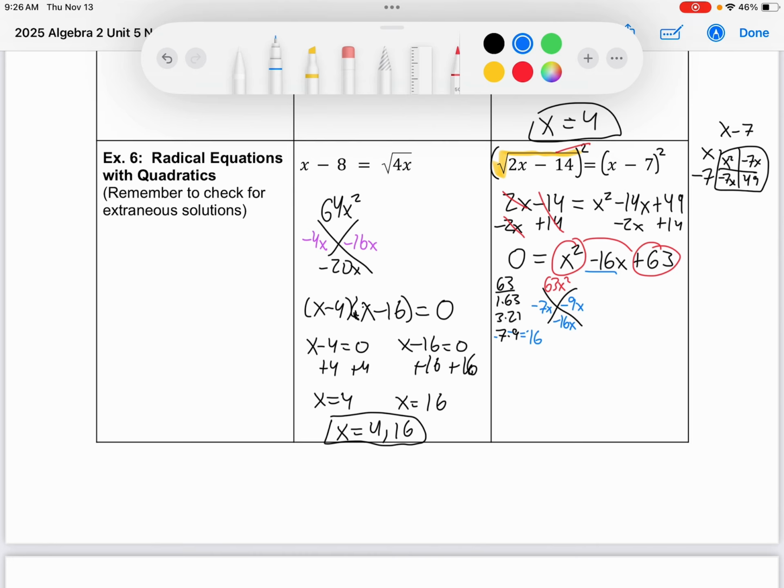So that will give me 0 equals x minus 7 times x minus 9. I can set each factor equal to 0: x minus 7 equals 0, and x minus 9 equals 0. Here I would add 7, giving me x equals 7. On the other one, I would add 9, giving me x equals 9. And these are my two solutions, x equals 7 and 9.